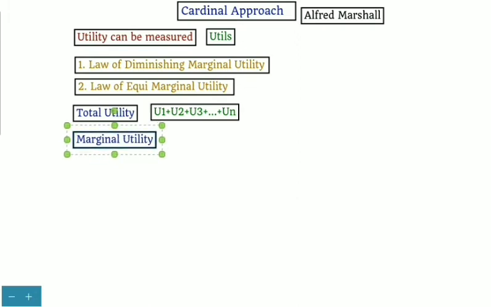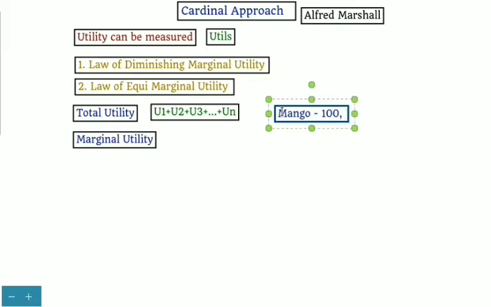Let's say that we consume mango. The first mango will give 100 utils, the second mango will give 90 utils, and the third mango will give 80 utils. Then the total utility will be 100 plus 90 plus 80, that is around 270 utils.